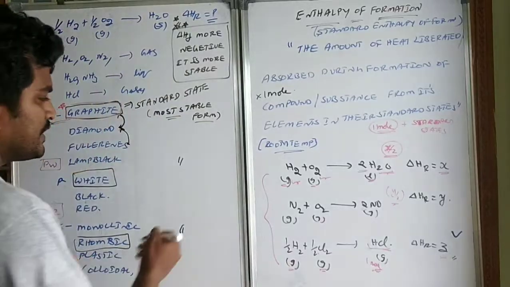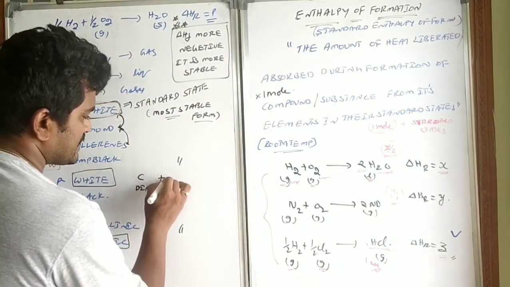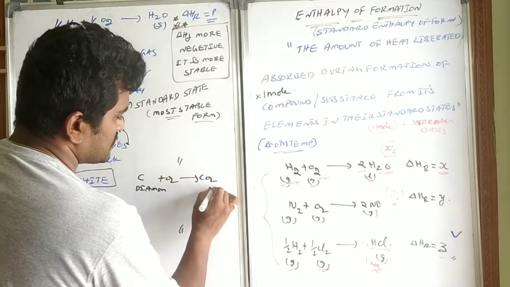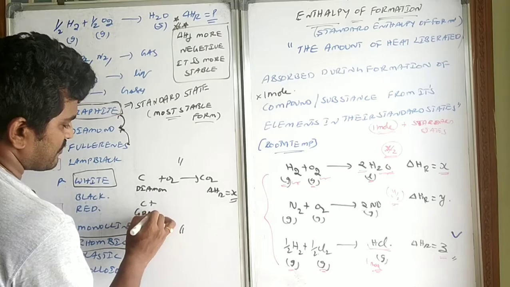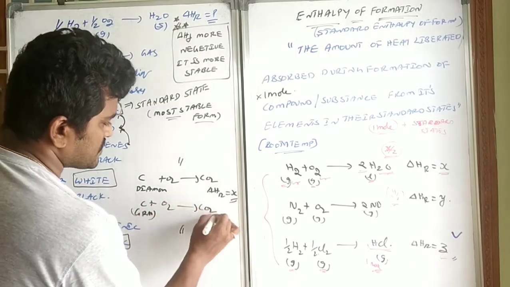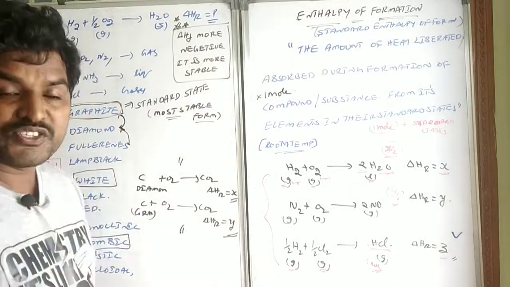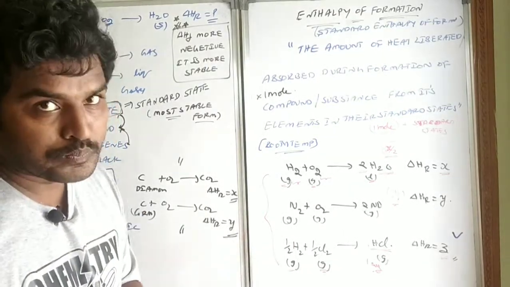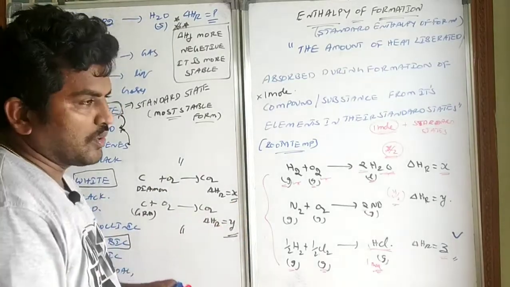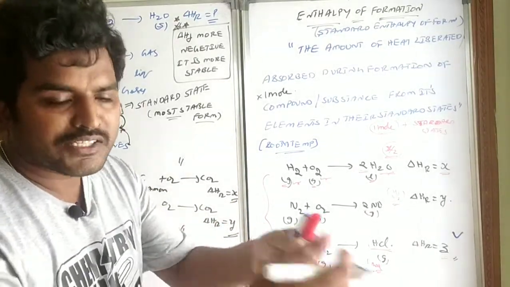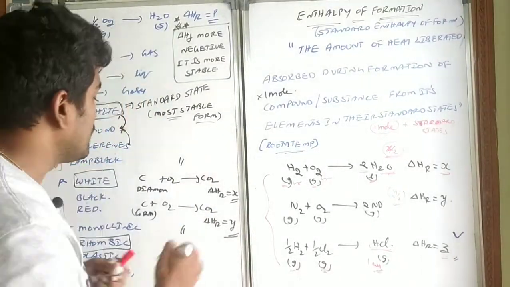Which of the following corresponds to the enthalpy of formation? Diamond plus O2 gives CO2, delta H of reaction equals X. Graphite plus O2 gives CO2, delta H of reaction equals Y. They will ask whether X equals Y, or whether X is more or Y is more, or in X and Y which corresponds to the enthalpy of formation. This is a very important model.